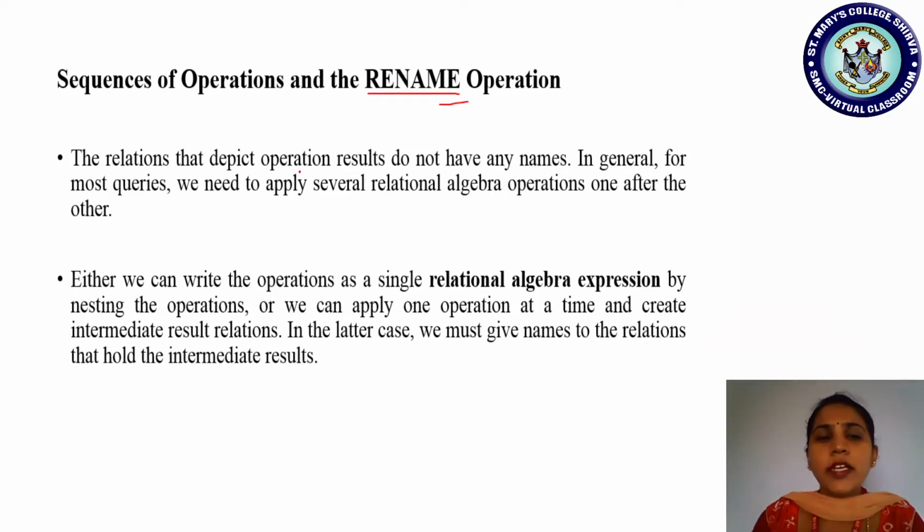The relations that depict operation results do not have any names. Remember students, the relations that depict operation results, it means what? When we apply the select operator or the project operator, there is a certain result that is given to the user, right? On applying those operators, the output that is displayed to the user may not have any name for those results. Are you all understanding?